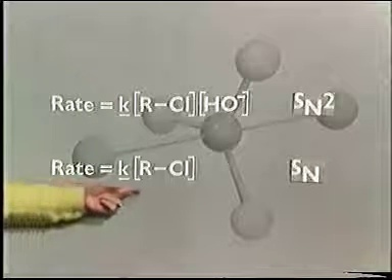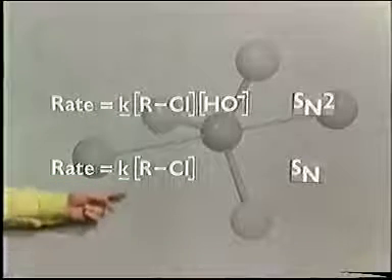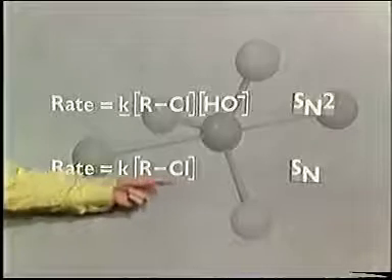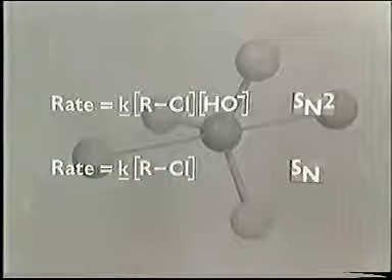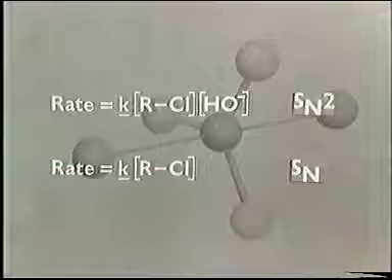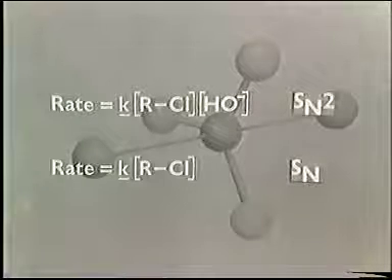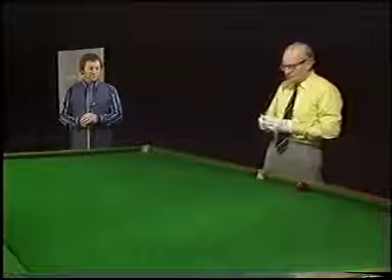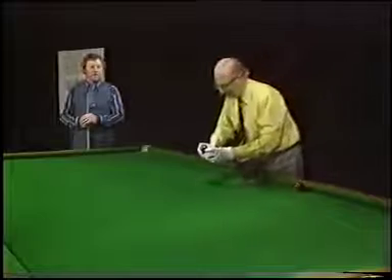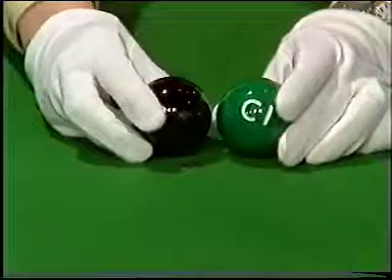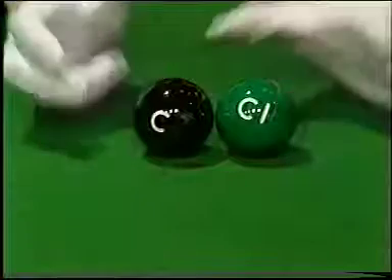But now what about this rate equation? Now in this one, clearly, according to the equation, only the halide, only the chloride, is involved in the vital step. So let's now go and see what we can make of that in model terms. We're now going to see what happens according to the second of those rate laws. Here's the same halide again with the carbon and the chlorine.